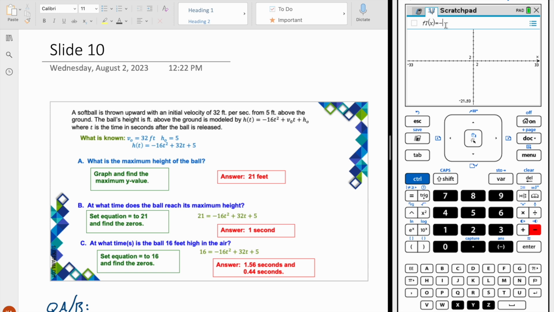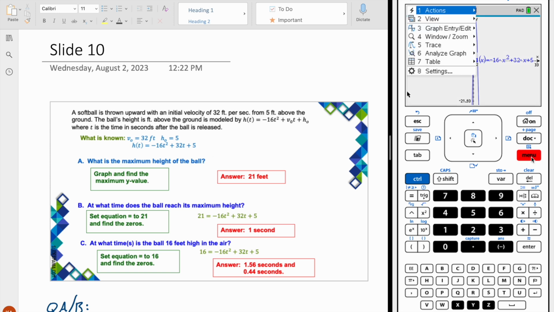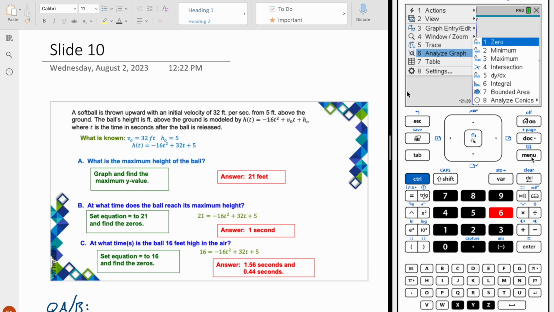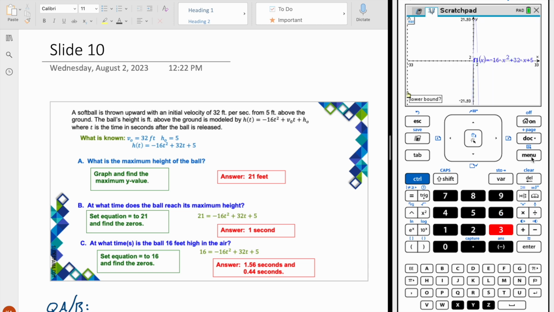Quickly type it in. Negative 16 times x squared plus 32t, or 32 times x, plus 5. Once we've done that, remember, we're going to go ahead and look for the maximum. So we're going to go menu, 6, analyze graph, 3, maximum.